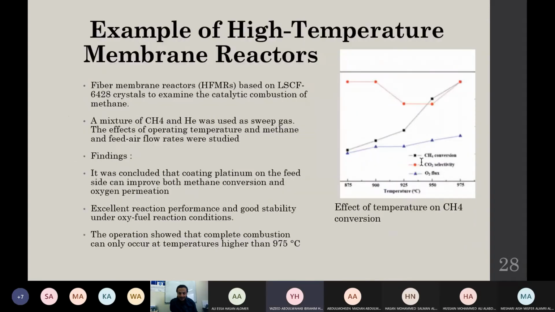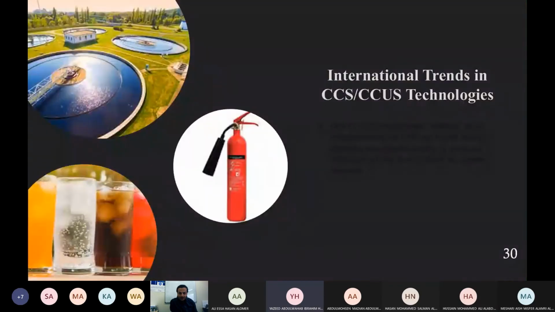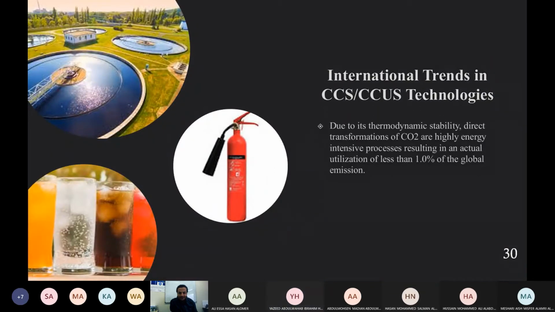We have the last part with Mustafa. So which part, please, if you can just go? This one. International trends in CCS and CCUS.